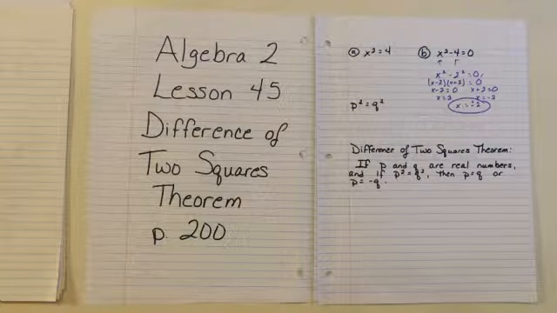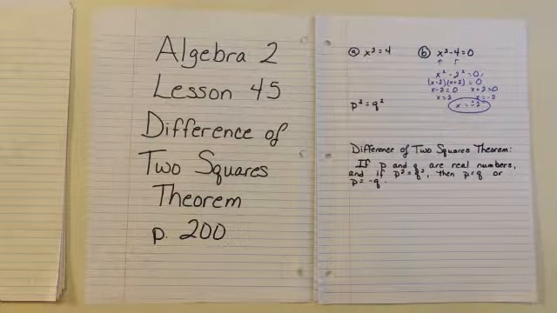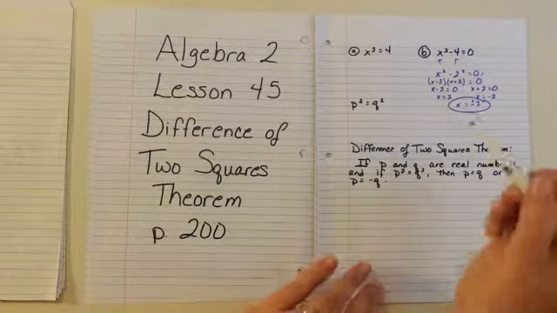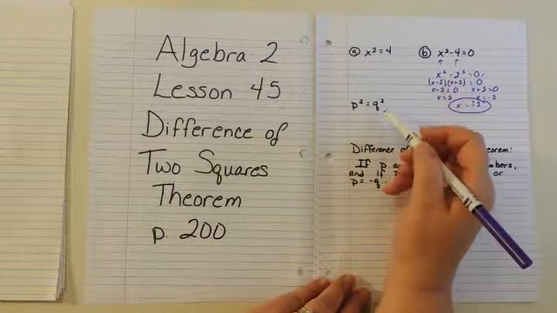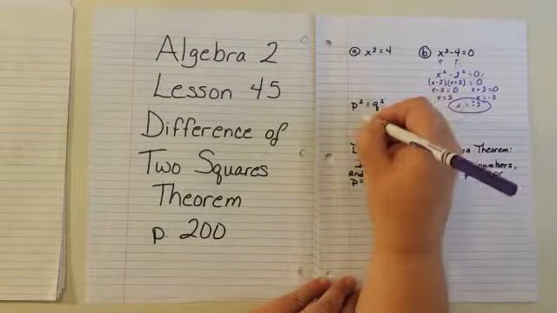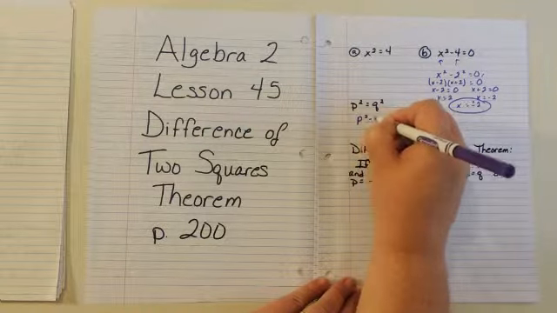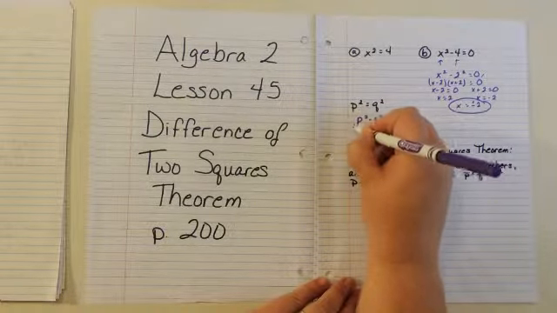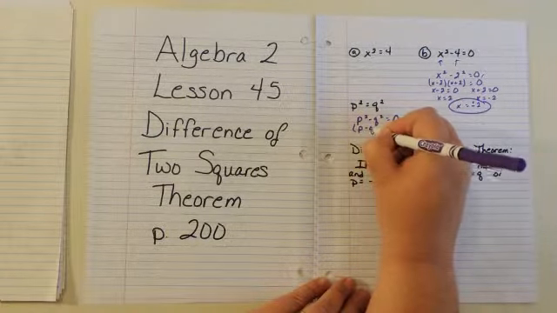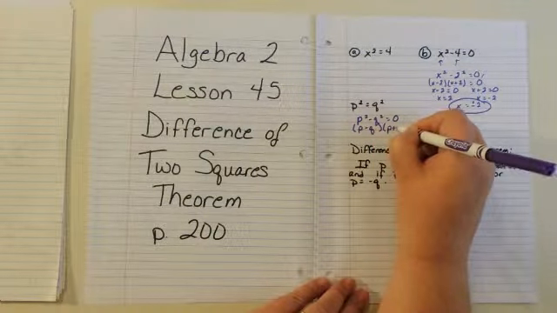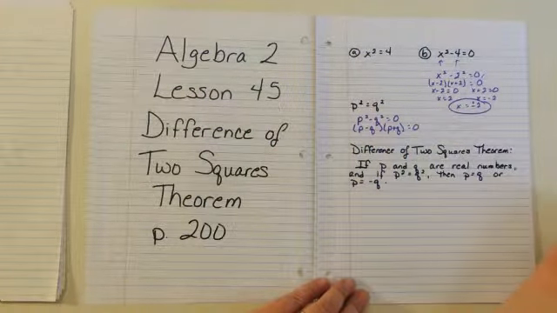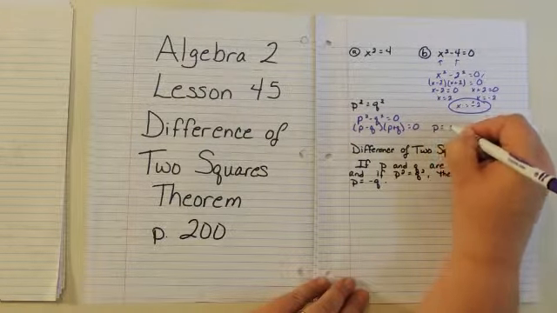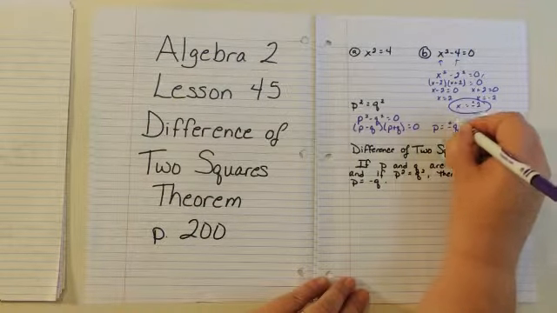Any equation in the form p squared equals q squared can be solved by rewriting the equation as a difference of two squares and factoring. So we have p squared equals q squared. If we subtract q squared from both sides, we'll have p squared minus q squared equals 0. And now we can solve this as a difference of two squares. So p minus q times p plus q is how we would factor that, equals 0. And using the zero factor theorem, we would find that p equals plus or minus q.